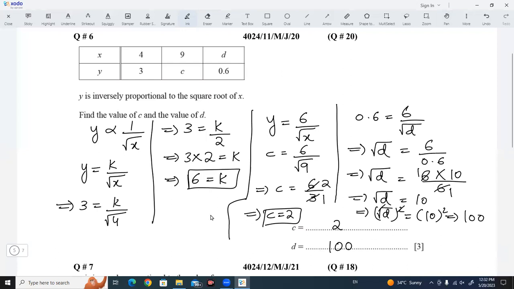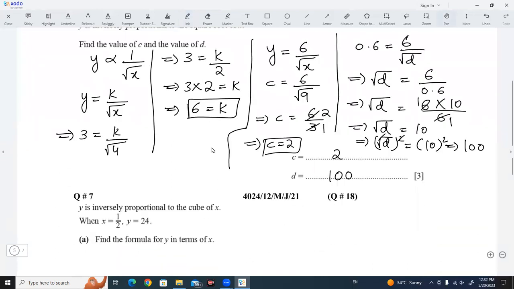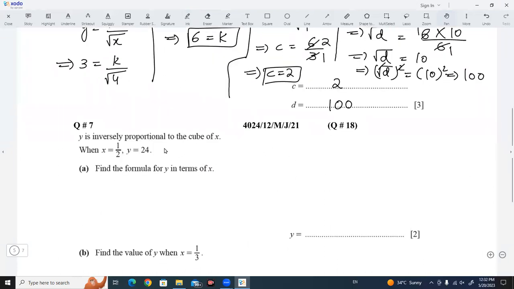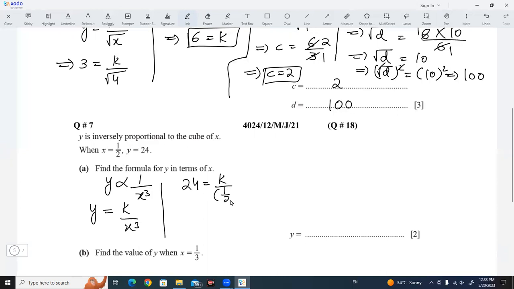This is 100. So moving ahead to question number 7. In question number 7, they are saying that y is inversely proportional to the cube of x. So writing down y and proportionality sign and 1 over x cube. What's the information given? They're saying x was 1 over 2. So I'm replacing first of all this thing with an equals sign with a constant k. In the next step, I'm putting x equals to 1 over 2 when y was 24 equals to k over 1 by 2 whole cube.